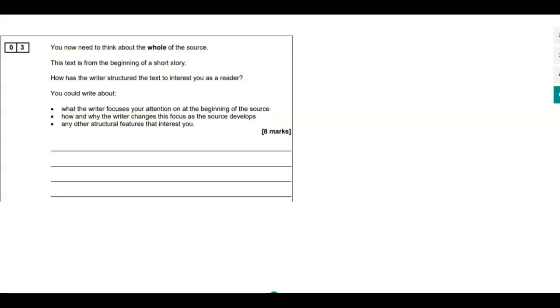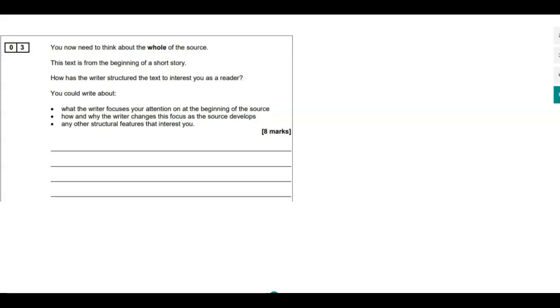Question 3 on AQA, and also often on other boards as well, either question 3 or question 4, will be a structure question. So we're going to look at how to approach a structure question and the different things that we need to think about when we're dealing with one. A lot of students find this question a little bit tricky, a little bit counterintuitive, so hopefully this will be helpful.